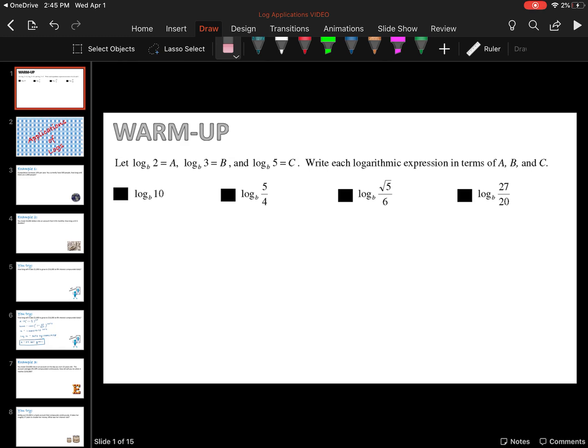This is the last section that you guys have in Unit 6, and it's just applications of logs. So you guys have learned all the different rules and properties and how to solve the equation, so we're just going to use them in some word problems today.